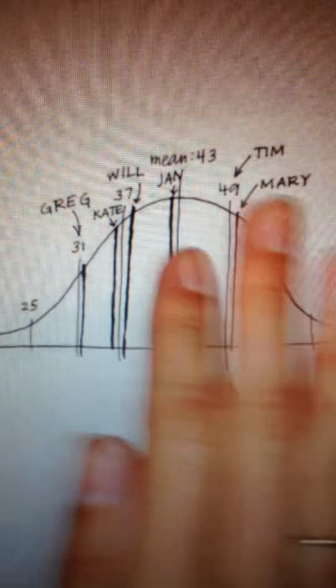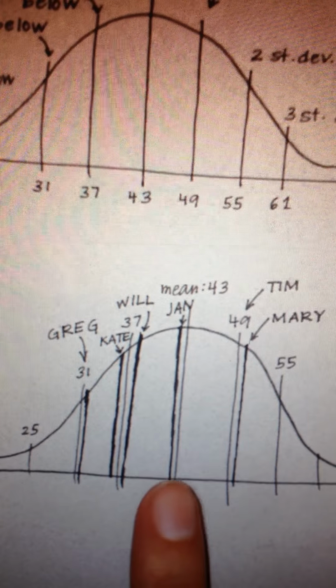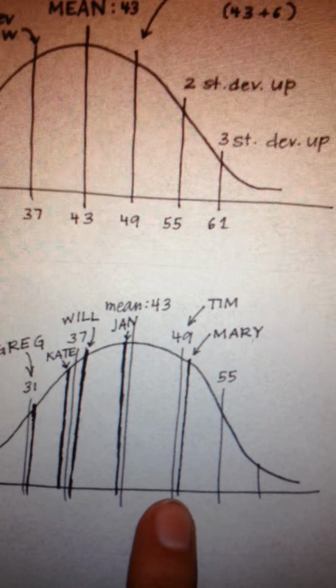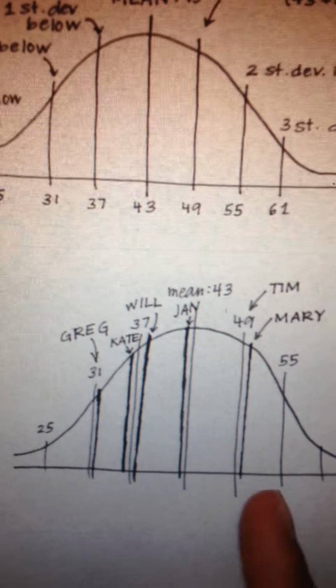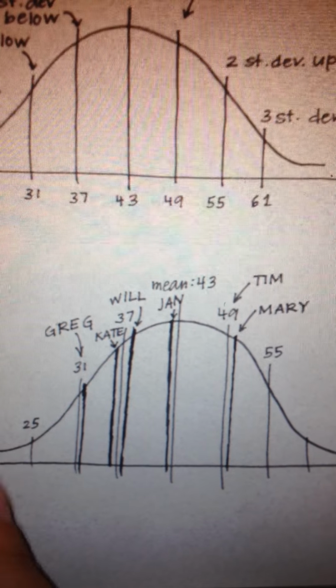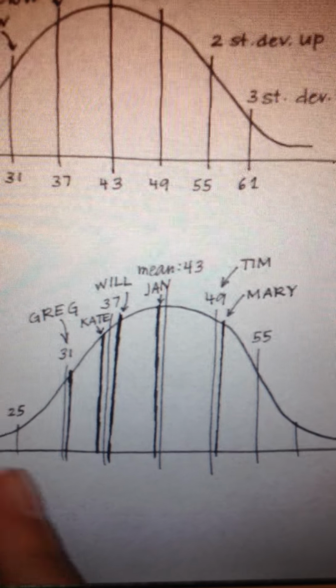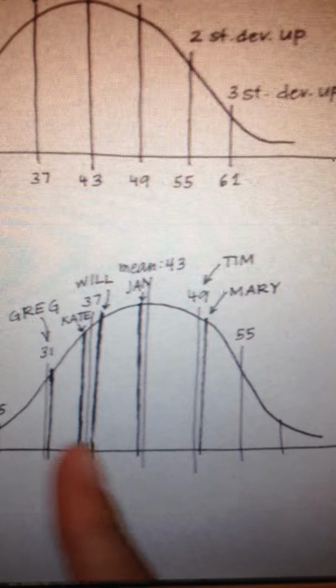Will, with his score of 38, is in the 20th percentile. Jan, with her score of 42, is in the 43rd percentile. Tim, with his score of 49, is in the 84th percentile. The percentile is based on what percentage of student scores would be below. In this theoretical situation, Tim's score in the 84th percentile means 84% of students would score below him.